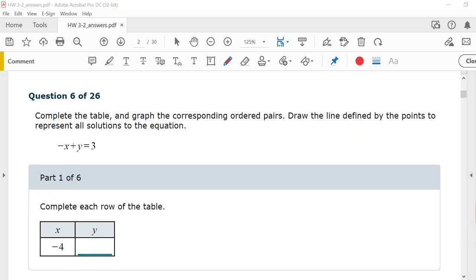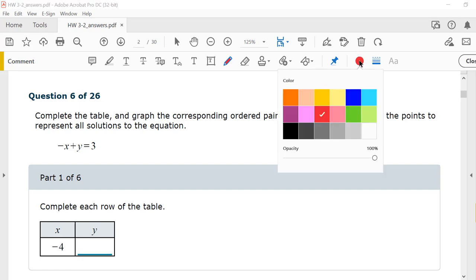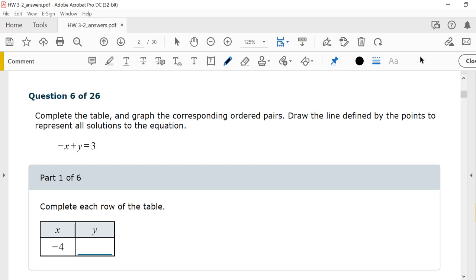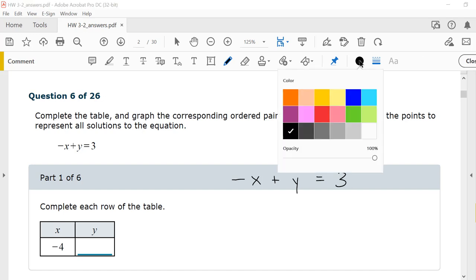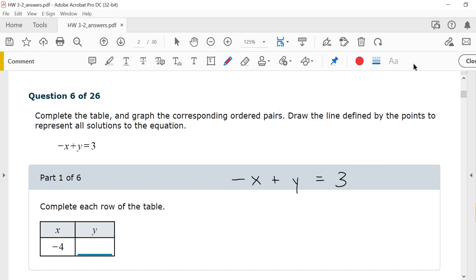Question 6. Complete the table and graph the corresponding ordered pairs. Draw the line defined by the points to represent all solutions to the equation. Okay, they're going to give us an equation, and that equation is -x plus y equals 3. And now we're supposed to complete this table. So they're going to tell us what x is. They tell us x is -4. Right here, x is -4.